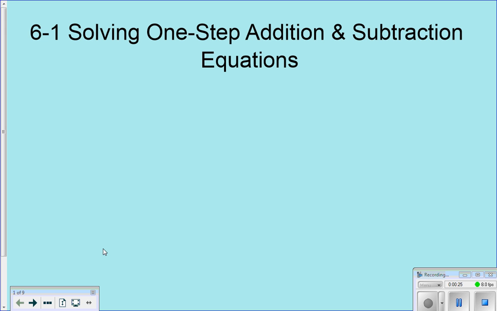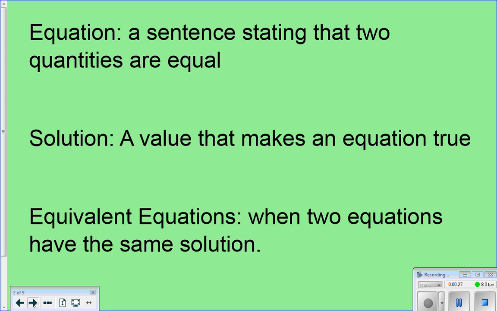Alright, so the first thing, I have a few vocabulary words for you, and if you want, you can leave a little space in between because I'm going to show you some examples of these once you're done writing. So you can have some examples of what an equation is, what a solution is, and what equivalent equations are. So leave a little space in between those, and then I'll give you some examples of them.